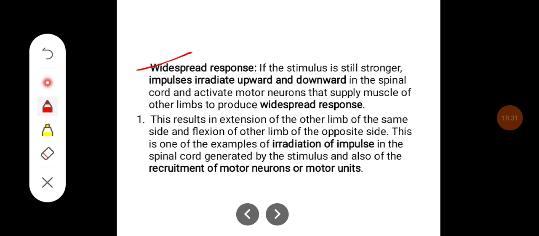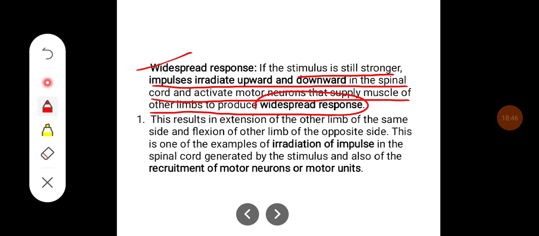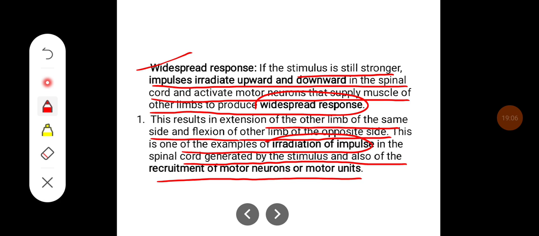There can be widespread response if the stimulus is still stronger and impulses radiate upwards and downwards in the spinal cord and activate motor neurons that supply muscles of the other limbs to produce widespread response. This results in extension of the other limb of the same side and the flexion of the other limb of the opposite side. So this is one example of irradiation of impulses in the spinal cord generated by the stimulus and also of the recruitment of motor neurons of motor units.